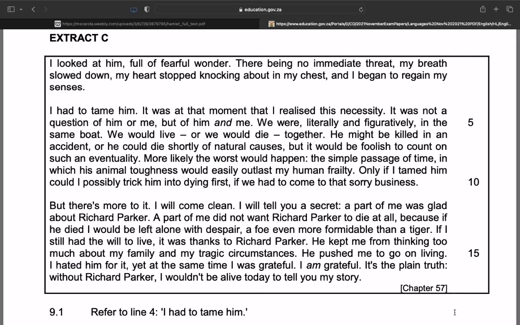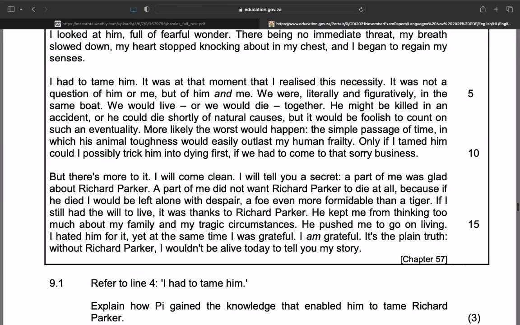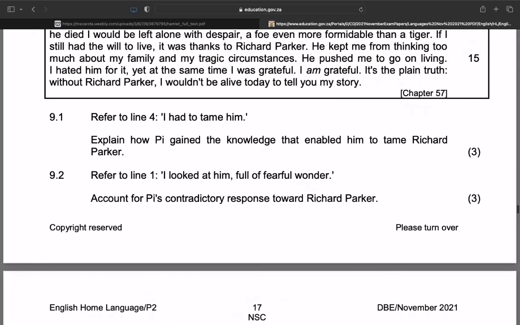This is what we call recognition of prior learning. You must be able to understand where we are at in terms of the novel. Okay? So if I see chapter 99, for example, I know that it is near the end, Pi is being rescued, he's being interviewed, etc. So understand the novel in its chronological order. Okay, look at 9.1. And grade 12s, you need to deconstruct the question.